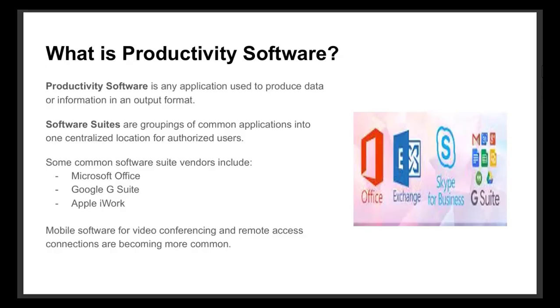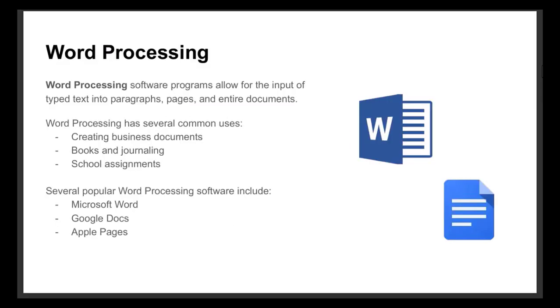There are several common types of software that you will find in productivity software suites. The first type of software is word processing. Word processing software are applications that allow a user to input typed text to create some type of text-based document. Some common word processing software that you will see include Microsoft Word, Google Docs, and Apple Pages.